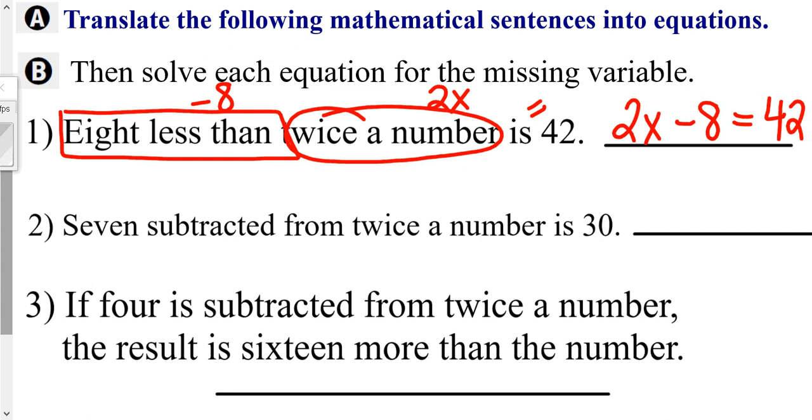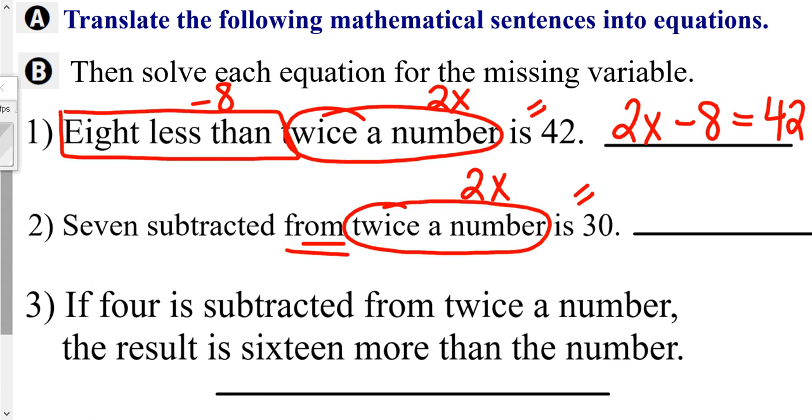Okay, looking at number 2, we have 7 subtracted from, here's that twice a number again. So if we look back to our number 1, we know that we can represent this using 2 as our coefficient, and we can again choose x as our variable, is 30, and we have 7 being subtracted from. So then I know that I'm going to have twice a number. I am taking 7 away from this 2x, and I'm left with 30.